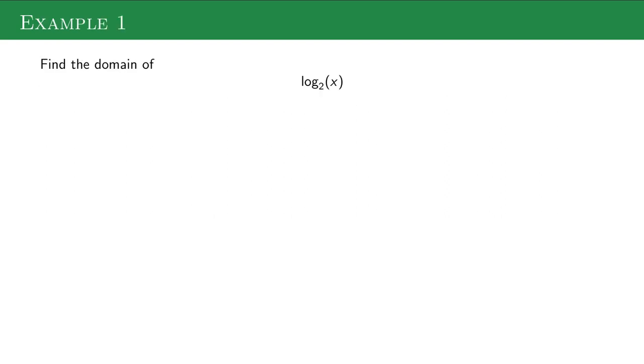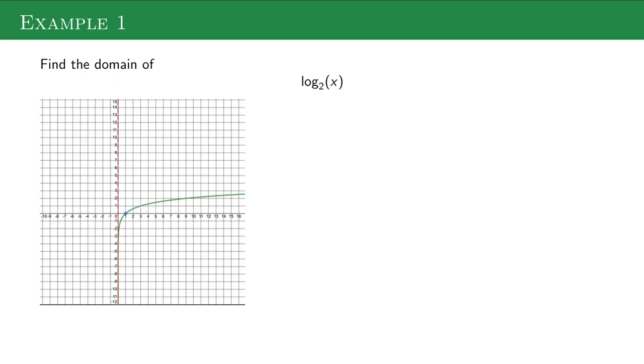So let's say we want to find the domain of log base 2 of x. We know the graph. The graph looks like this. And the domain is all the x values. So you can see there's nothing drawn over here to the left. All my x values are just on the right of the graph, and my domain is x is bigger than 0. Everything to the right of this asymptote, I can plug into my log.